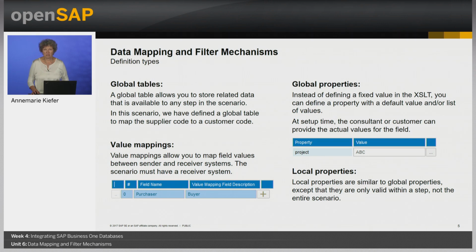Local properties are like global properties, except that the scope is limited to a scenario pack step. Value mappings can only be used if the scenario has a receiver system and allow you to map field values for the receiver system. However, if you need a value mapping, although you do not have a receiver system in your design, you can use the value mapping atom in the process flow instead.